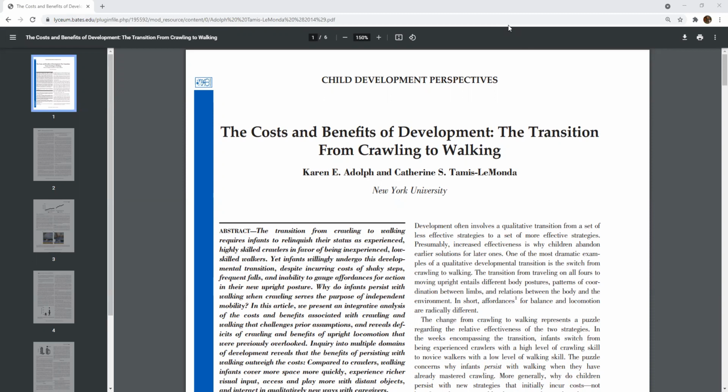section, and a discussion. So the first thing I always like to do, regardless of the article, is check out the title, because you can get a lot of information from the title. In this one, the costs and benefits of development, the transition from crawling to walking, we have some sort of sense of what this is going to be about. And up here, at the top, you can see it's Child Development Perspectives. So that is the journal title. And this is a very good journal.